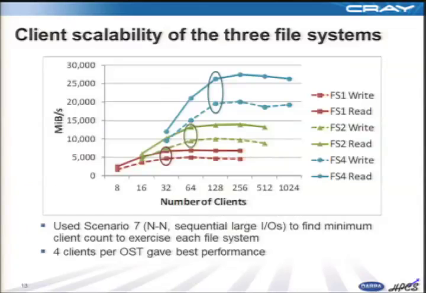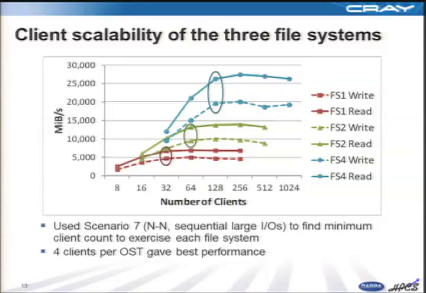So in this slide, we're looking at the scalability. We've got the three file systems. The red is file system 1, green and the triangles is file system 2, and blue and the circles is file system 4.